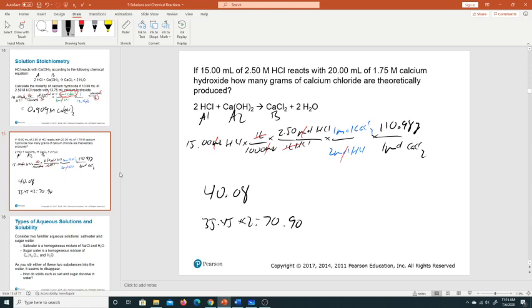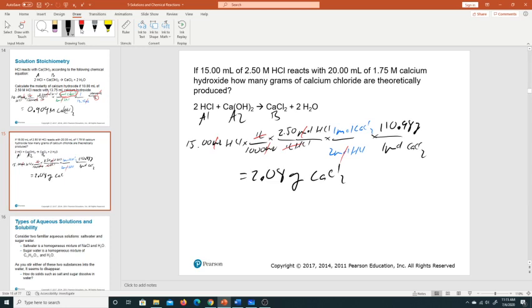So we have to multiply by the molecular weight. Do the math and see what we get. So 15 divided by 1,000, notice 1,000 does not cancel in this example, times 2.5 divided by 2 times 110.98 equals 2.08 grams CaCl2. So that is one possible answer.